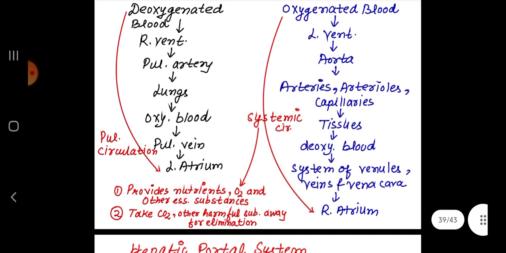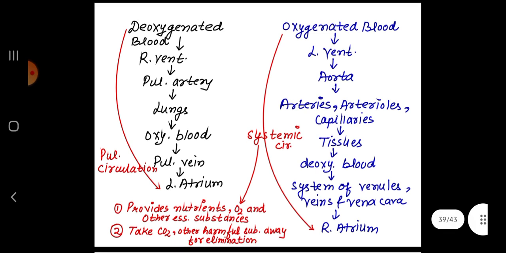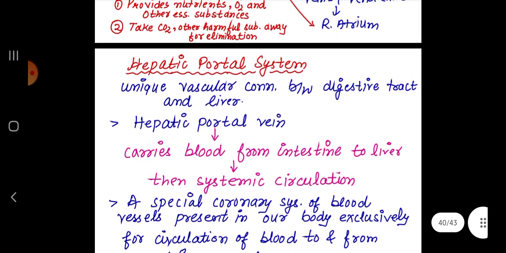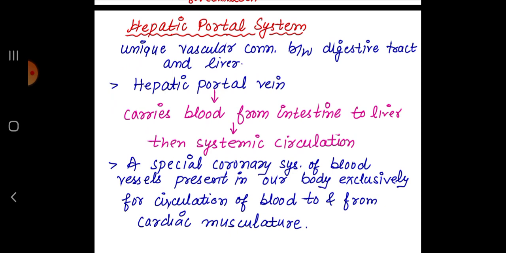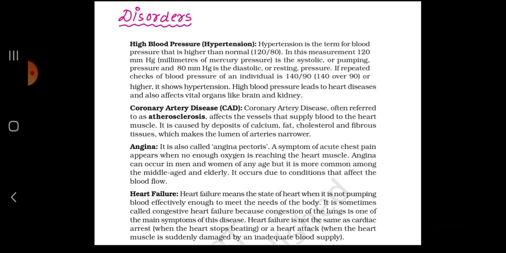Then double circulation. Deoxygenated blood goes to the right ventricle, then the pulmonary artery, then the lungs, where it becomes oxygenated, and then through the pulmonary vein to the left atrium. This is again done reversely, which is double circulation. The hepatic portal system is a unique vascular connection between the digestive tract and liver. The hepatic portal vein carries blood from the intestine to the liver, then systemic circulation. A special coronary system of blood vessels is present in our body exclusively for circulation of blood to and from the cardiac musculature. The disorders are hypertension, coronary artery disease, angina, and heart failure.